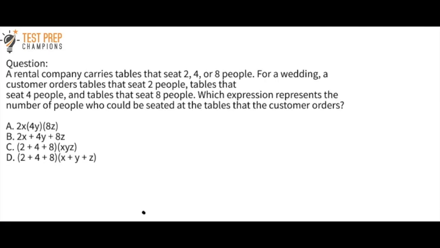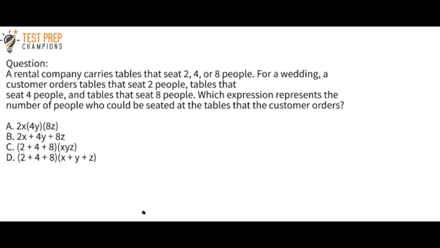Question. A rental company carries tables that seat 2, 4, or 8 people. For a wedding, a customer orders tables that seat 2 people, tables that seat 4 people, and tables that seat 8 people. Which expression represents the number of people who could be seated at the tables that the customer orders? So I'd like you to pause the video, try to work this out, and then we'll go over it.